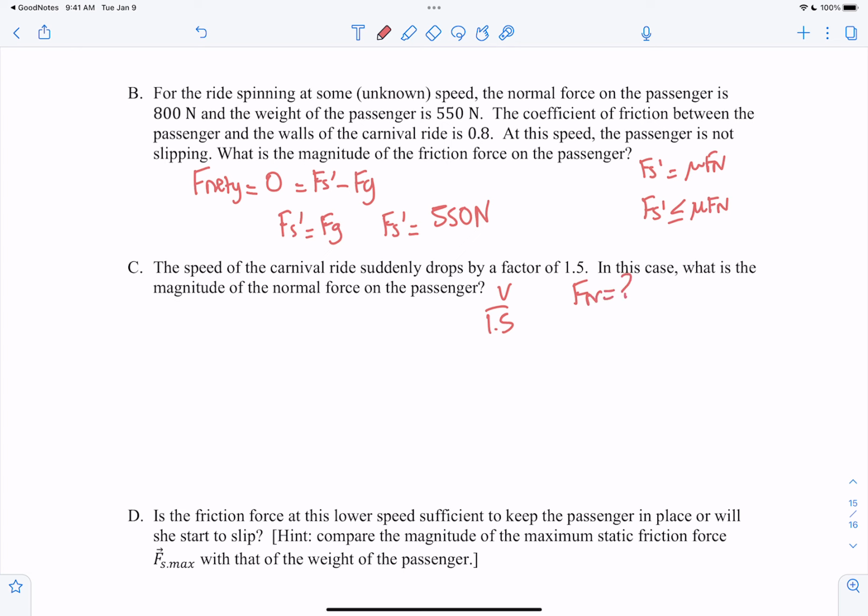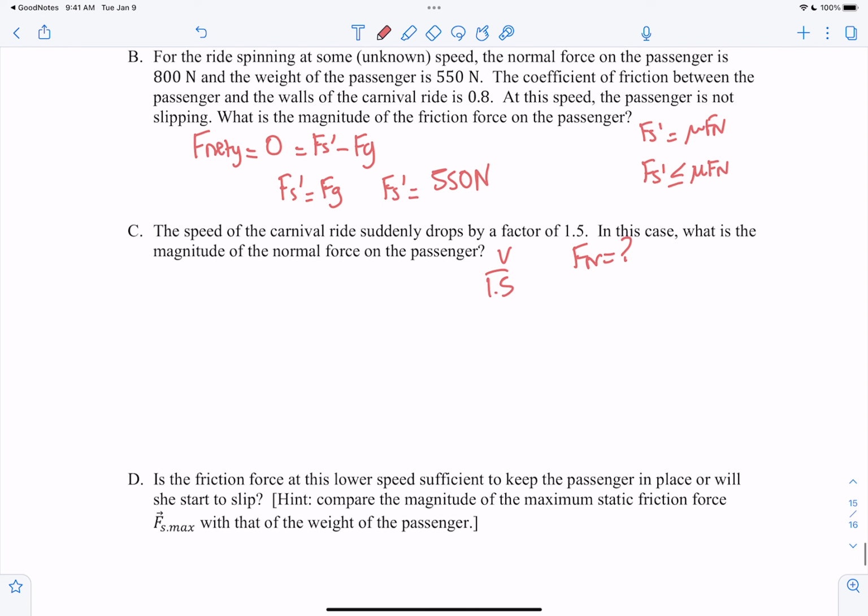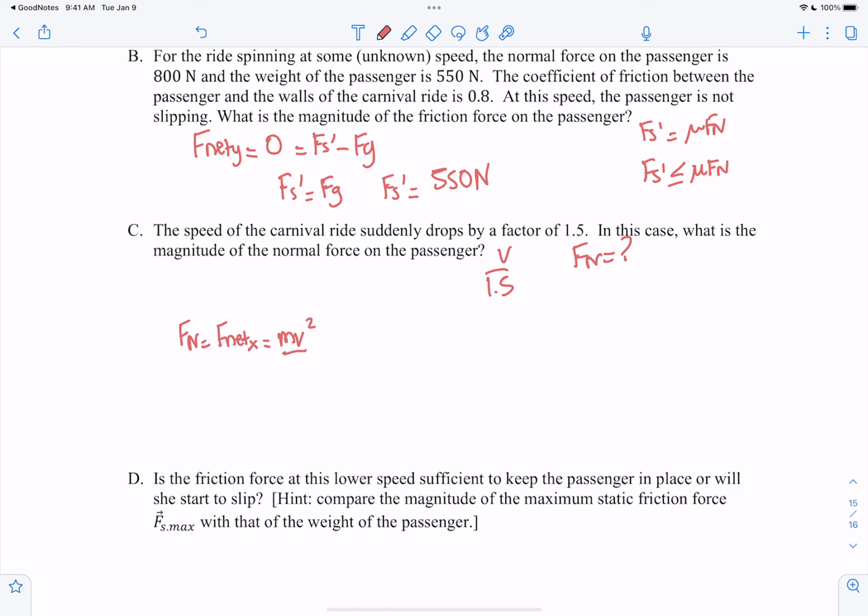So once again, if I'm looking for a normal force, if I'm looking for a force in general, I'm going to be relating that force in question to other forces that I can figure out or that are given to me. So I have to set up a net force equation. So in this case, I know that this normal force is equal to my net force in the x direction, which is equal to my centripetal force, mv squared over r.